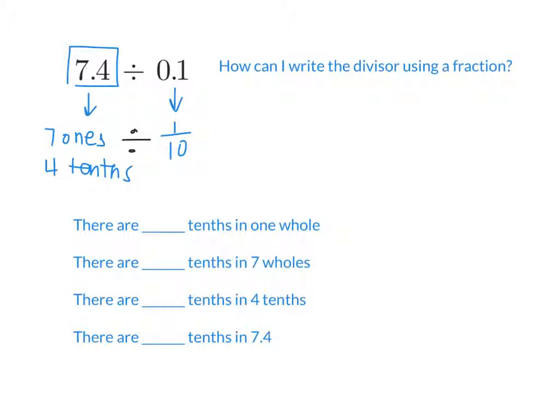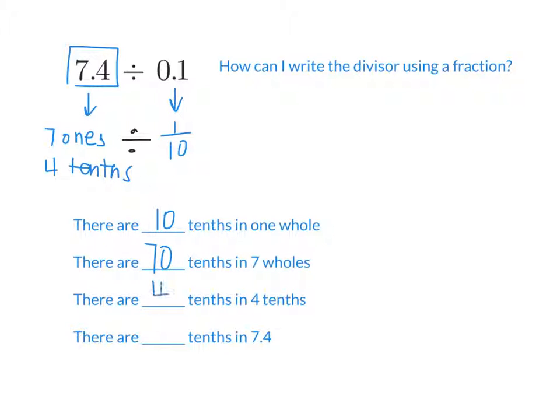So remember, when we're dividing by a fraction, we're asking how many of these fractions fit inside these parts, okay? So let's take it step by step. How many tenths are there in one whole? Everyone? 10. There are 10 tenths in one whole. But how many wholes do we have here? 7. So how many tenths fit inside 7 wholes? 70, okay. How many tenths fit inside 4 tenths? Everyone, how many tenths fit inside 4 tenths? There are how many tenths in 4 tenths?